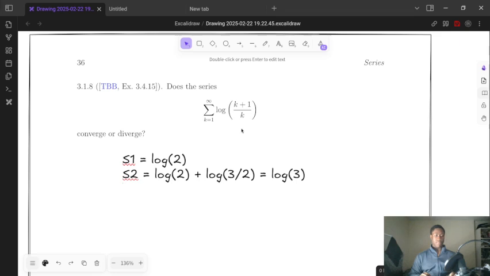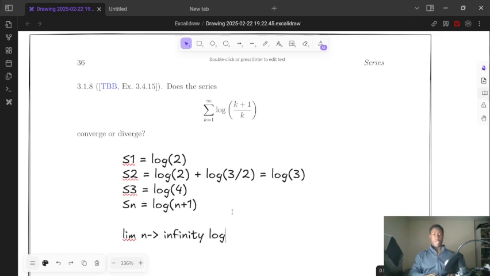If I do the same thing with S3, it would just be S2 plus a new term, which would be 4 over 3, and then the 3 would cancel, and so we'd get S3 equal to log 4. And so the pattern is that we're going to have S of n equal to log of n plus 1. And so now, take the limit as n approaches infinity of log of n plus 1.